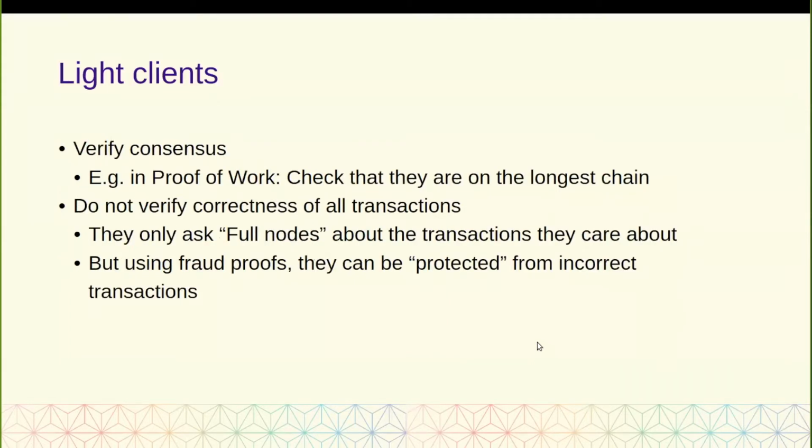Okay, so let's start by talking about light clients. Light clients in blockchains are basically clients that verify the consensus. For example, for proof of work, that means that they check that they are given the longest chain, but they don't verify the correctness of all transactions. Instead they only ask full nodes about those transactions that they care about, and they don't even want to know about the other transactions, because they can't download them.